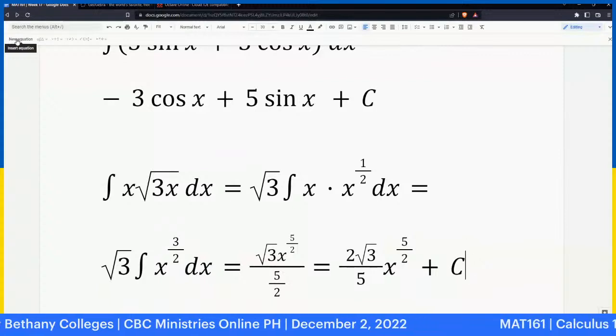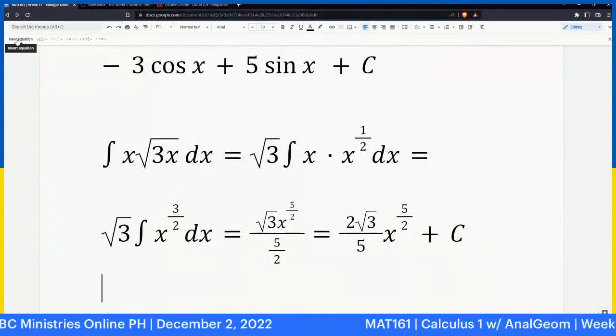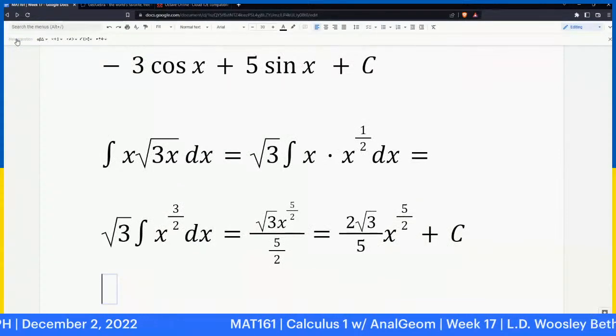Ito, this is a tricky problem. Hope you won't be tricked.